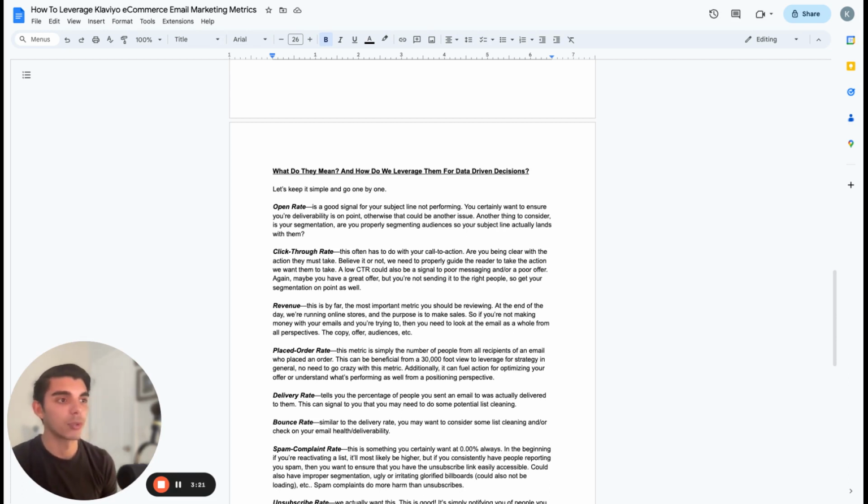So you want to ensure that you're very clear with the instructions you give them with your CTA. A low CTR could also be a signal to poor messaging and or a poor offer. Again, maybe you have a great offer, but you're not sending it to the right people. So get your segmentation on point as well.